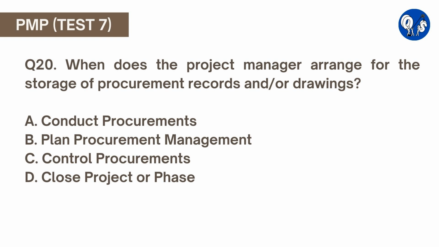Information on contract schedule, scope, quality, and cost performance, along with all contract change documentation, payment records, and inspection results are catalogued. This information can be used for lessons learned information and as a basis for evaluating contractors for future contracts. The project manager arranges for the storage of procurement records and or drawings during the close project or phase process. Other items that occur during the close project or phase process include updates to records, final contract performance reporting, and lessons learned.